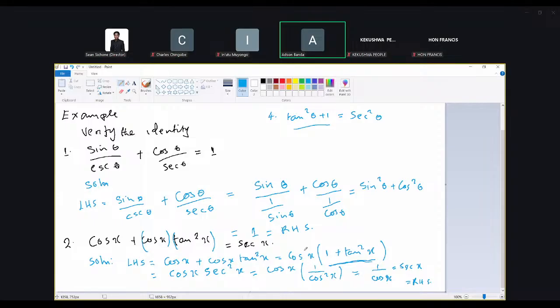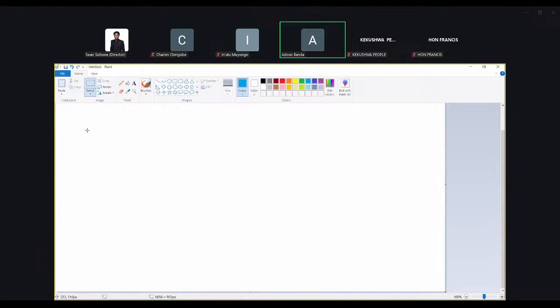I guess the idea is becoming clear. Is there any question before I proceed to the next example? Okay. So we move to the next example. Again, I will just delete what is here so that we can use the same board.